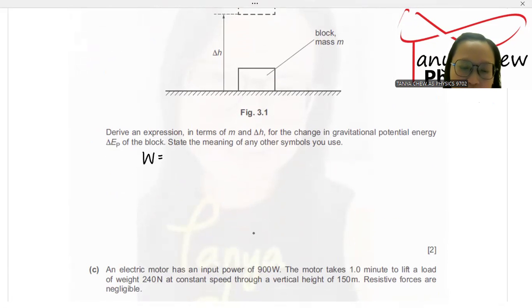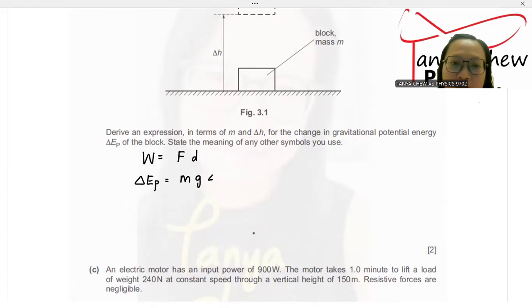Work is equal to force times the distance moved in the direction of force, right? So force times distance. Now, this is my work. When you do work, you raise the block, you are giving the block gravitational potential energy. So your work is transferred to the gravitational potential energy of the block, which is delta EP. F, that means the weight of the block. You have to overcome the weight of the block, which is mg. And the distance moved is delta h. Do you see that?